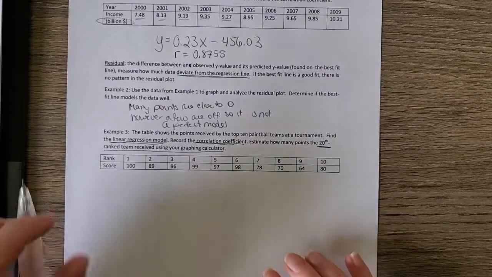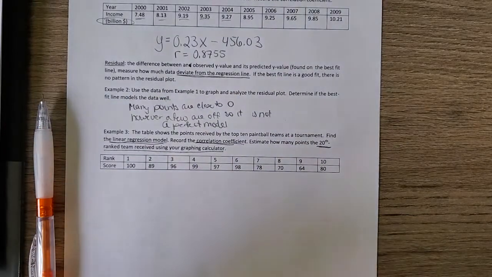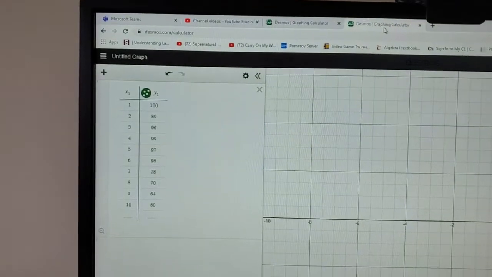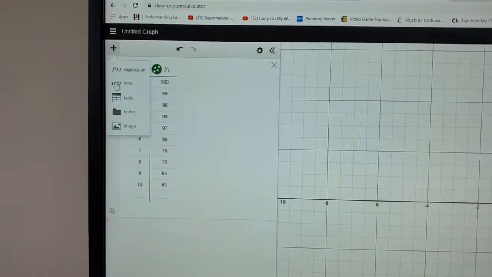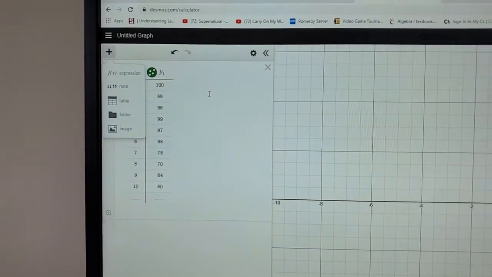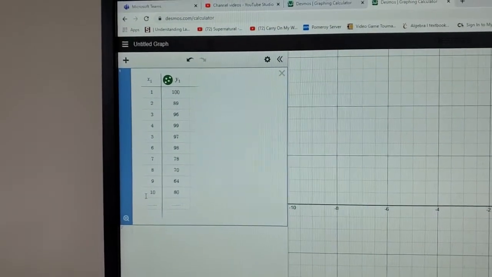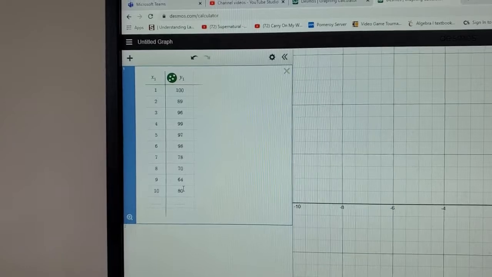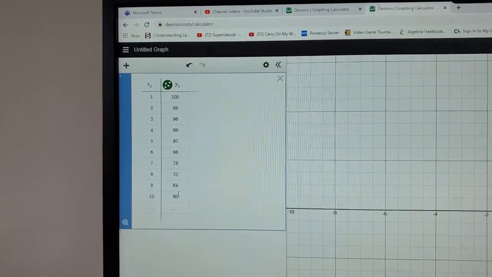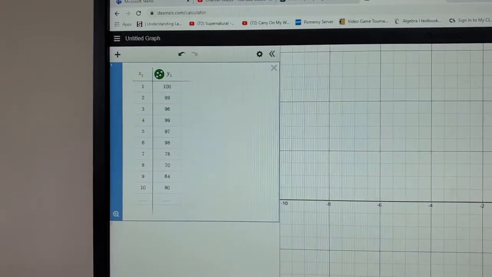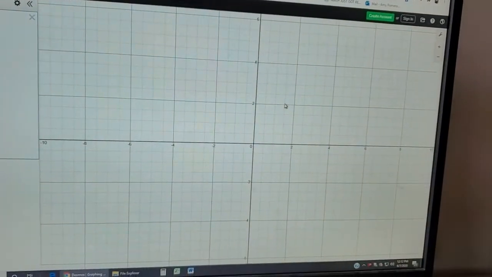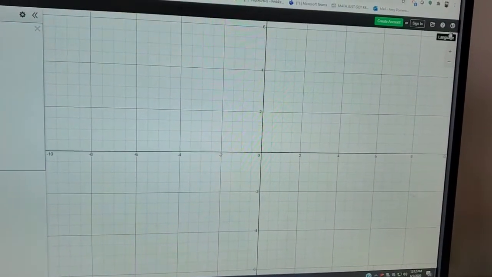So the first thing we're going to have to do, and it says using your graphing calculator and following our directions, we're going to have to go to Desmos.com and put the plus sign in the corner, which I did this already, pick table. And then once again, you're going to put your rank as the X values and the score as the Y values. And then the next thing it says is, if we look at that, you see no points on your table. So this is where you got to go to the wrench.